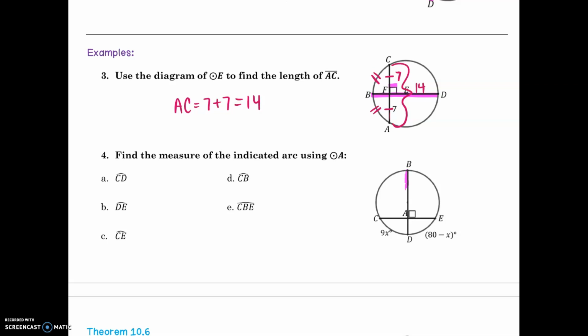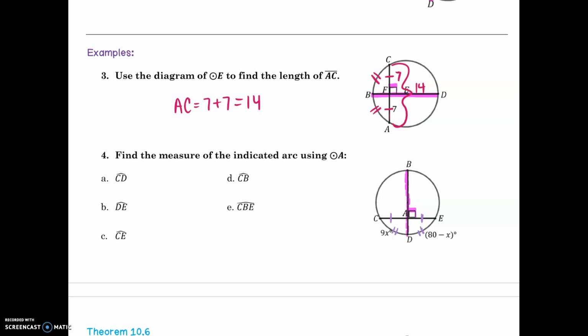So because our diameter AD is perpendicular to our chord CE, we know two things. We know that it bisects the chord, making segment CA congruent to segment AE. We also know it bisects the arc, making arc CD congruent to arc DE. So first we have to solve for x here.